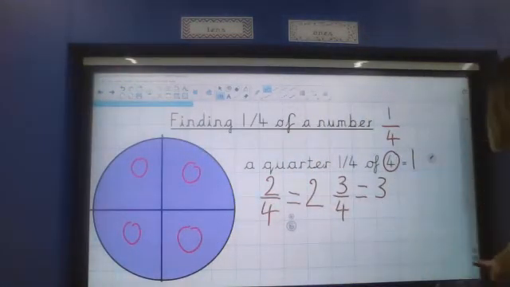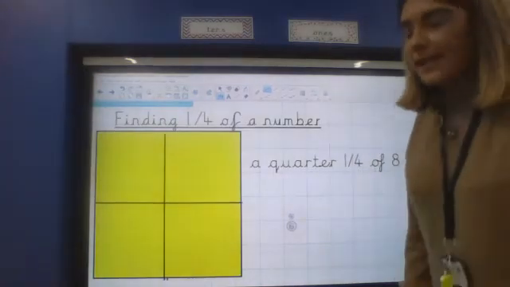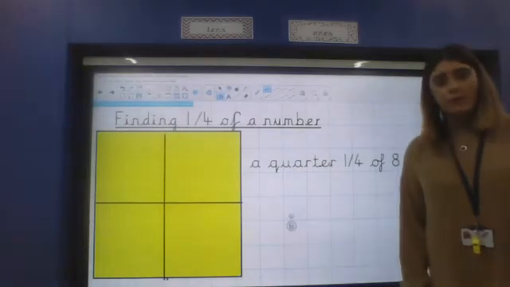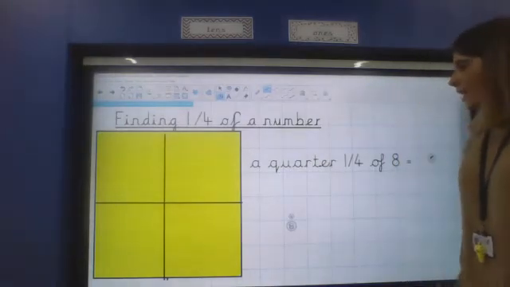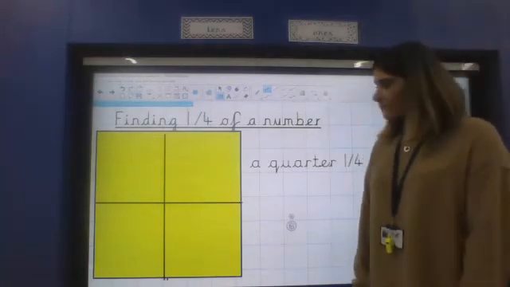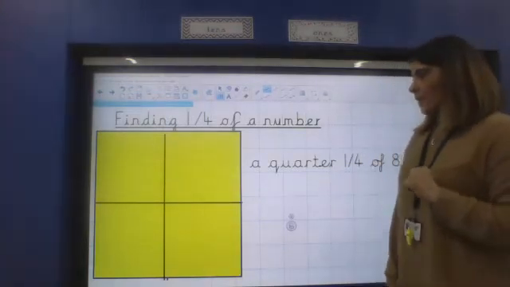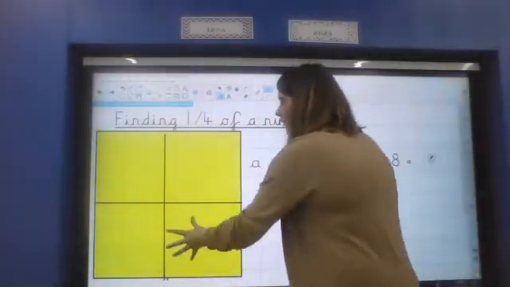Okay. Let's try again then at finding a quarter. So I've got a different shape this time, Year 2. So you might want to rub your board off and have a go and join in. I want you to draw a square on your whiteboard this time. I want you to divide your square into equal quarters. So into equal parts, 4 parts.